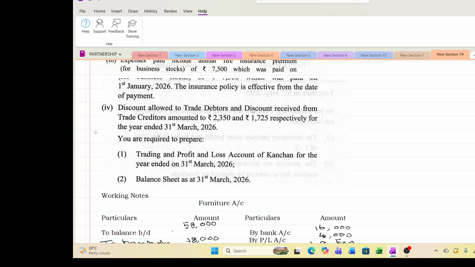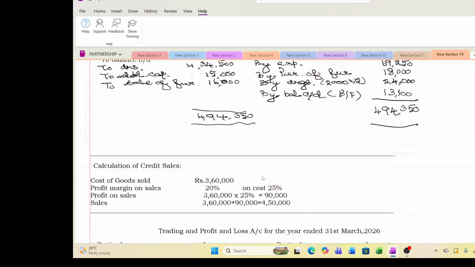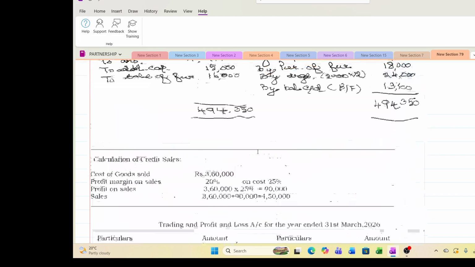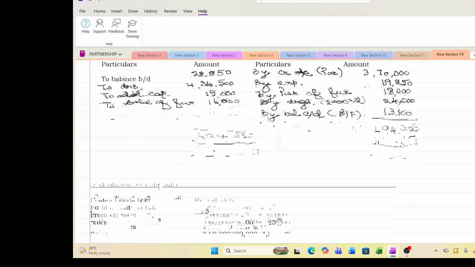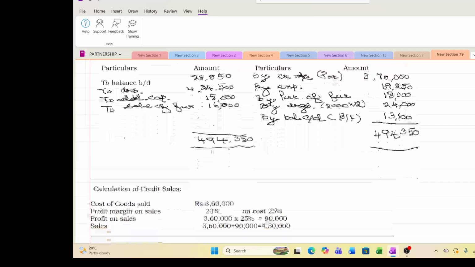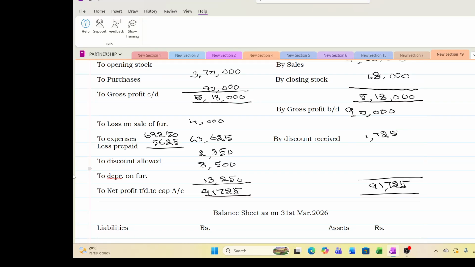Now coming to trade discount allowed and received. This will appear in your debtor account and creditor account and in your P&L account. So go to the debtor account, by discount allowed 2,350, and in your P&L account, to discount allowed 2,350. In the same way, discount received, we will go to the creditors account. Discount received is 1,725, and we will go to the P&L account for discount received 1,725.